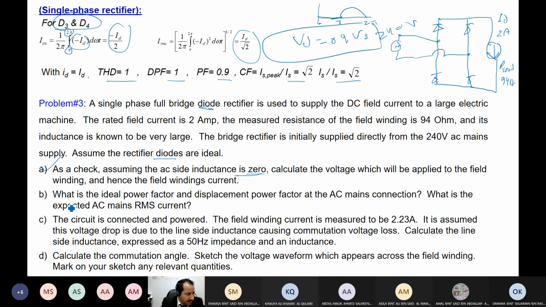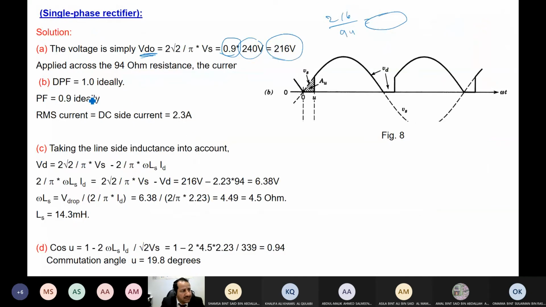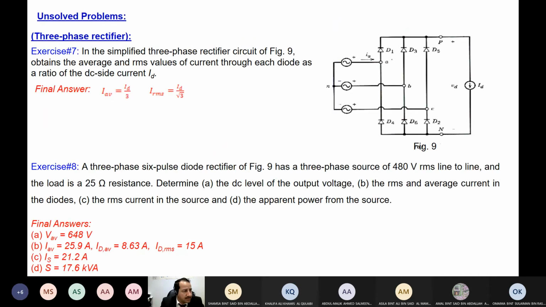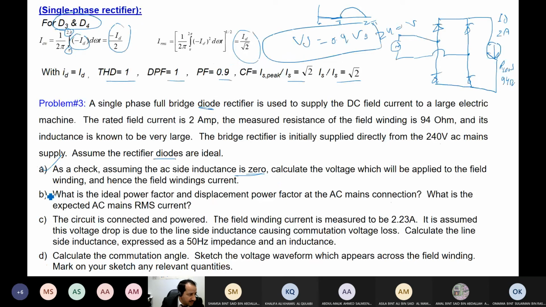Section A, done. Section B, what is the ideal power factor and displacement power factor at AC main connection? What is the expected AC main RMS? Definitely the ideal power factor is 1. And the displacement power factor, we mentioned this when we discussed it in the theoretical part, 0.9. And RMS is the same value we calculated here, similar to the DC value, it's supposed to be 2.3 ampere. Also, this has been discussed in the theoretical part. We're just copying the formula and putting it here. So I finish the second part.